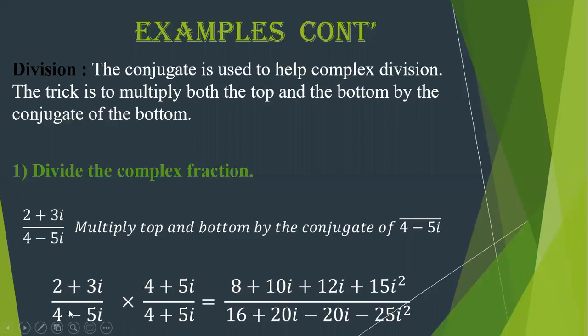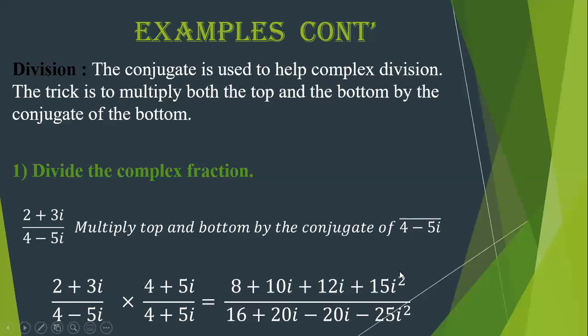Now let's do the denominator. 4 times 4 is 16. 4 times 5i is 20i. Minus 5i times 4 is minus 20i. And minus 5i times 5i is minus 25i squared.